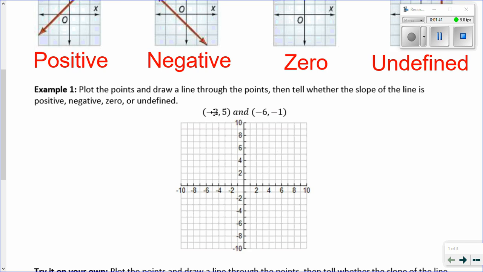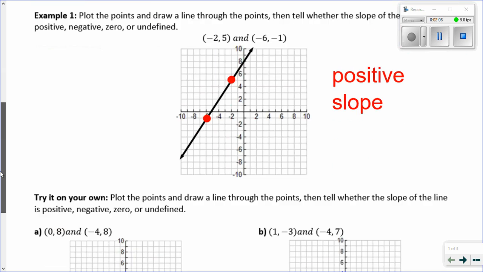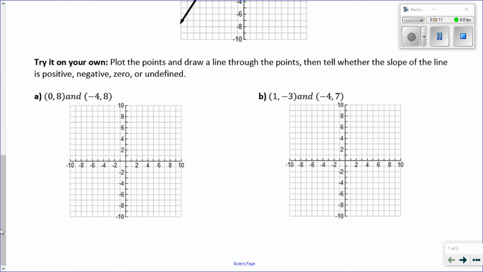So first I'm going to plot negative 2, 5. I'm going to go to x is negative 2, go up to where y is 5, which is right here, plot my point. I'm going to go to negative 6, 1, x is negative 6, y is negative 1, which is right here, plot my point. Then I'm just going to go ahead and draw a line through it. As you can see, the line is going up, so this is a positive slope. Okay, you guys are going to try these 2 on your own.